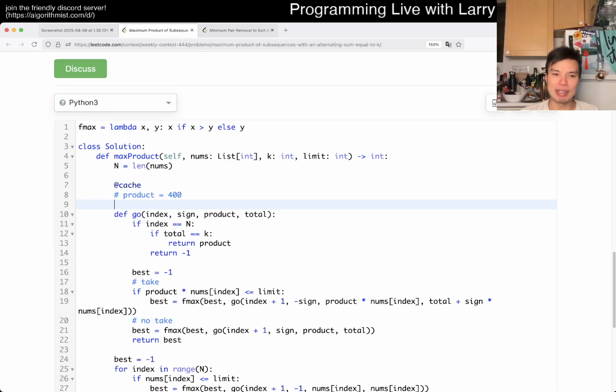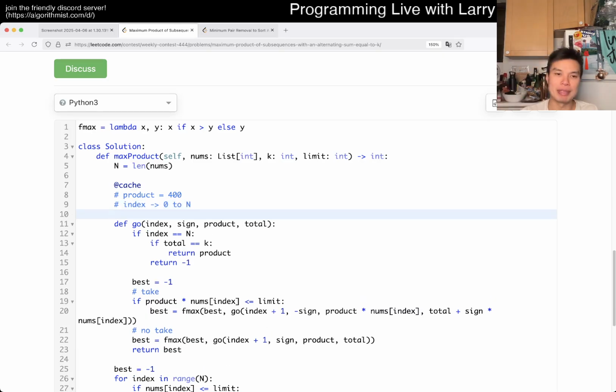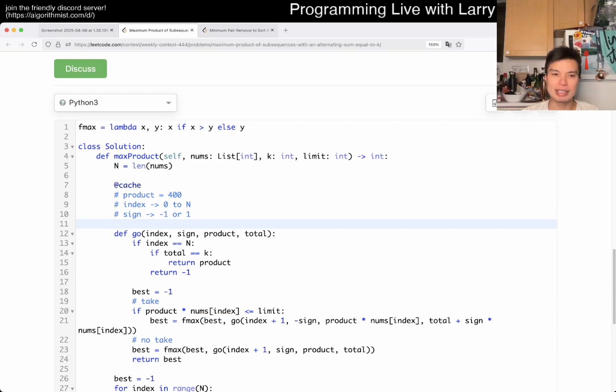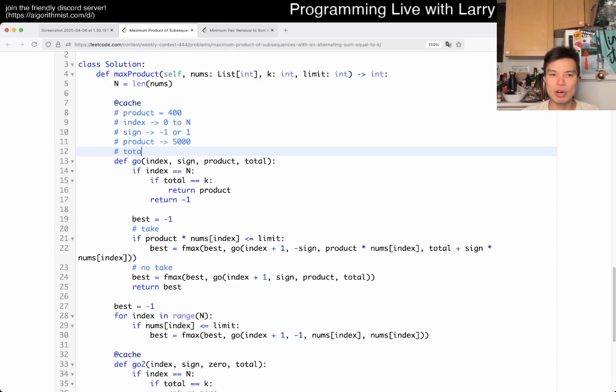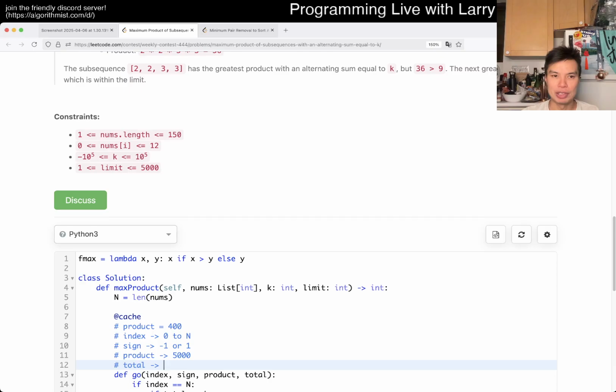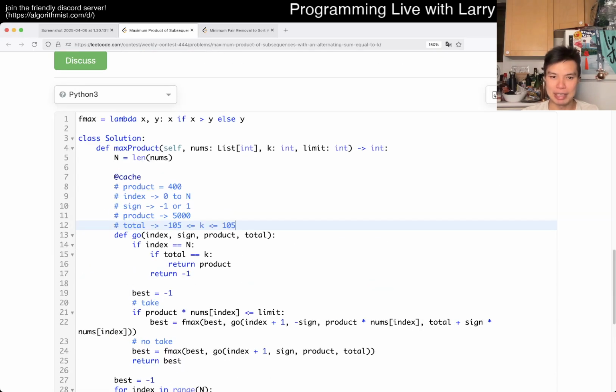So the state is that we have index, which defines 0 to n, just the index that we're currently manipulating. Sign, which I had as -1 or 1, right? So two things. Product, in this case, as the limit defines, is 5,000, right? And then total is going to be up to this big amount, right? Honestly, I could have made some optimization here, but we'll talk about that in a sec. But yeah, so you have some big amount.